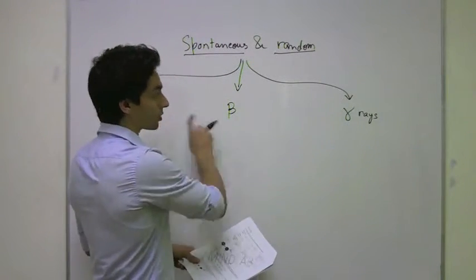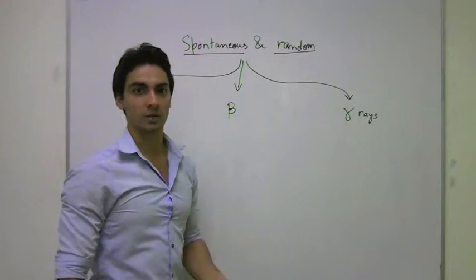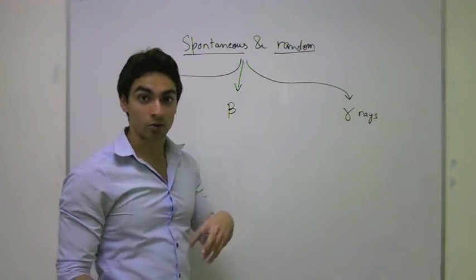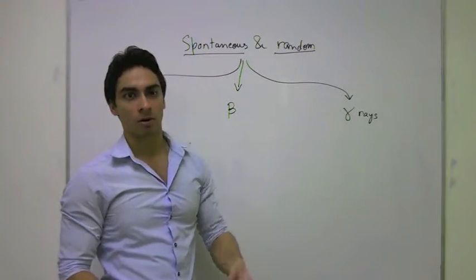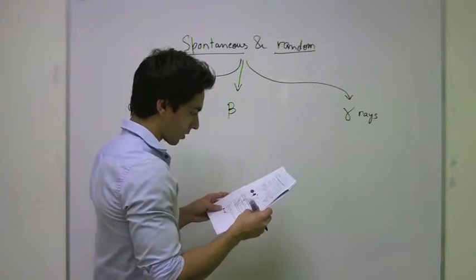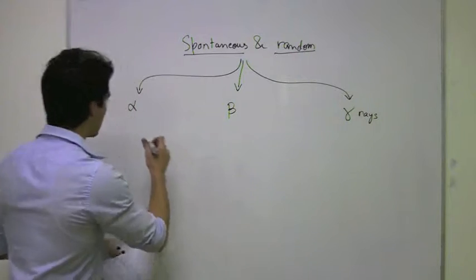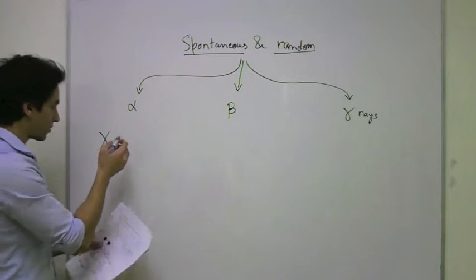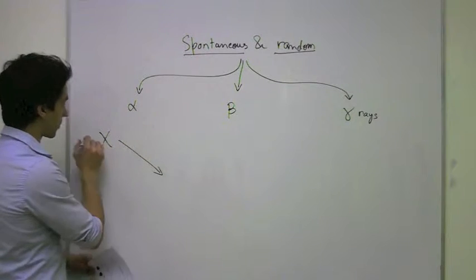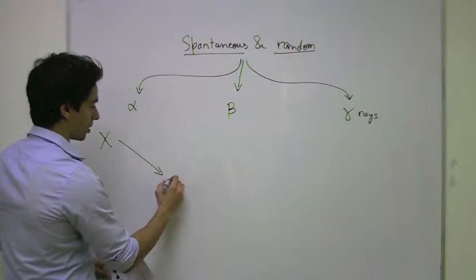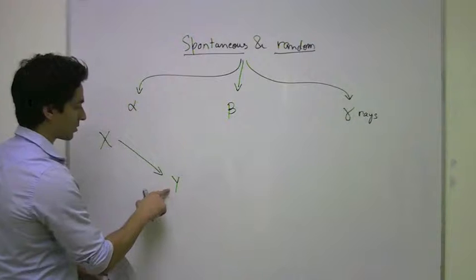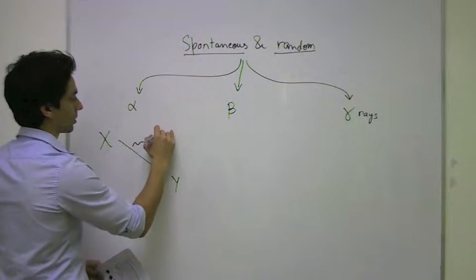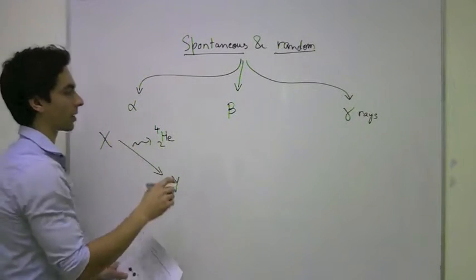So all three forms are harmful in their own ways, but alpha particles, for example, are harmful at close range. Gamma rays are harmful at long ranges as well. Okay, so alpha decay is basically when an unstable nucleus comes down to a stable state and gives off a helium nucleus.